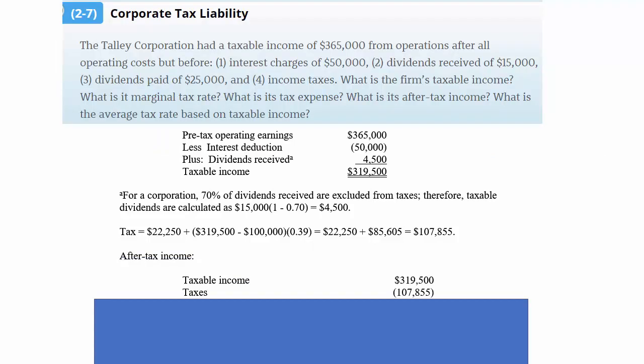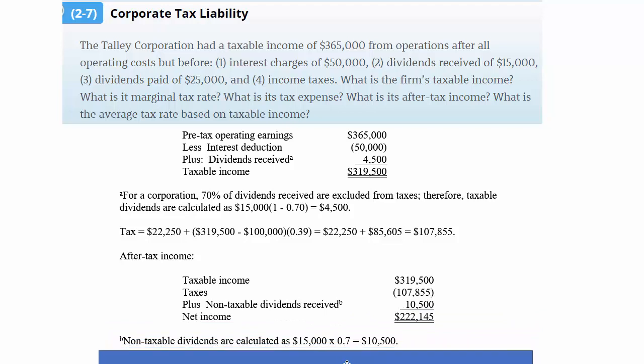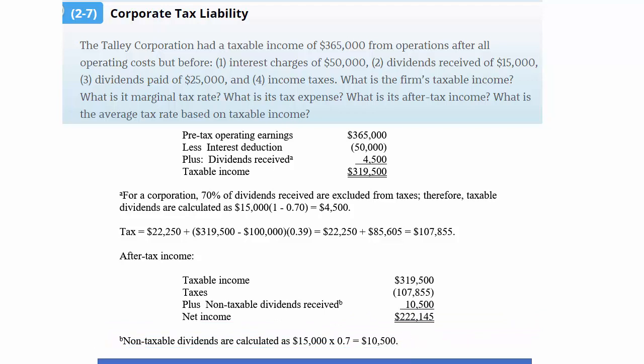Okay, now in the next step, we're going to calculate the after-tax income. Well, we've calculated taxable income, and we've calculated taxes, right? We came up with the pre-tax income, or taxable income of $319,500, and then we calculated taxes of $107,855, but we're not done yet. The reason is, for accounting purposes, all of the dividends are still considered in the calculation of net income. That's the dividends received. That's all income from an accounting perspective. So we had 30% of the dividends appearing here. Now we have to add in that 70%, all right? So that's where that 10.5 comes from, and then that's how we come up with net income.